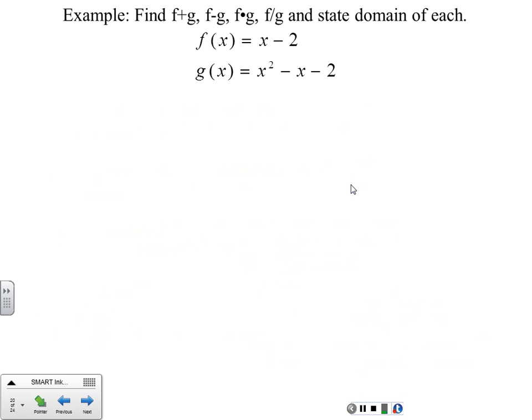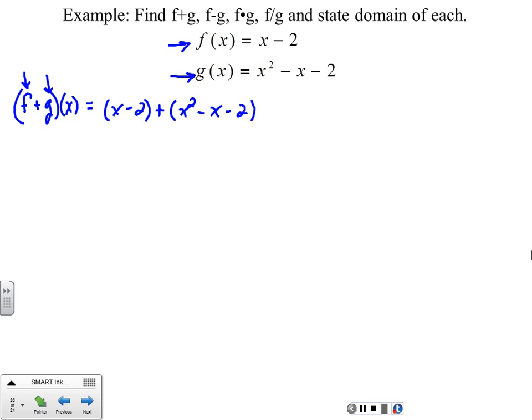So, let's try it for these two, just kind of as a refresher. We're going to add, subtract, multiply, and divide, and we're going to state the domain for each. So, let's start off by adding these. If we do f plus g, and when you see it, it's going to be f plus g of x. That means that you're going to take your f function, which would be this one, and you're going to add it to the g function, which would be this one. So basically, you're adding a binomial with a trinomial. And when you do that, all you're going to do is combine like terms. That's all you got to do.